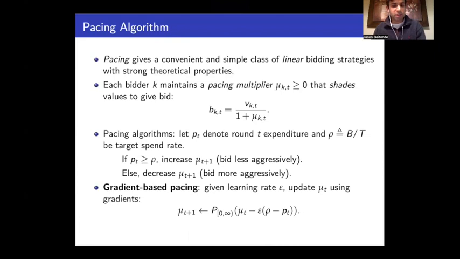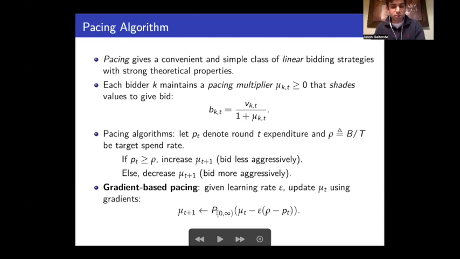Now, gradient-based pacing is just a particular instantiation of this that's been studied in the literature, like I said, from this Balseiro and Gur work. The idea is just, given some learning rate epsilon, we're going to update mu_t in this previous scheme using some very concrete updates. In particular, we'll take the previous multiplier and subtract off epsilon times the difference between the target spend rate and the actual expenditure in the previous round.